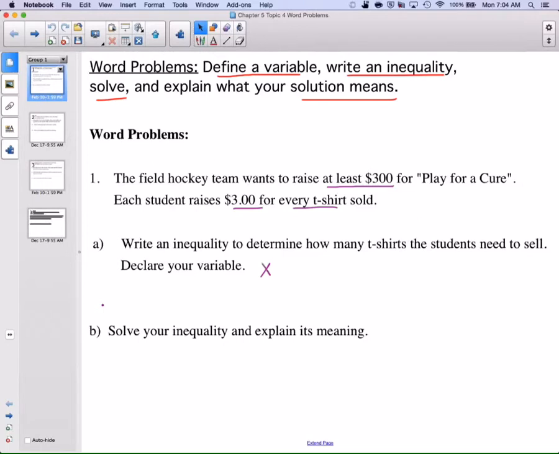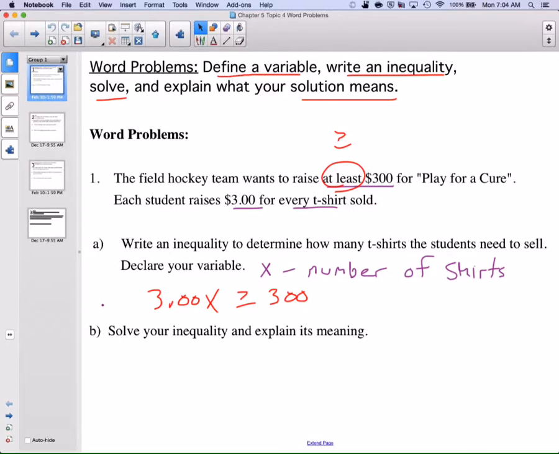You could say X stands for the number of shirts sold. And then using that, I know at least means greater than or equal to. So I could say something like 3x, or $3 if you want to make it with money, times x is greater than or equal to $300.